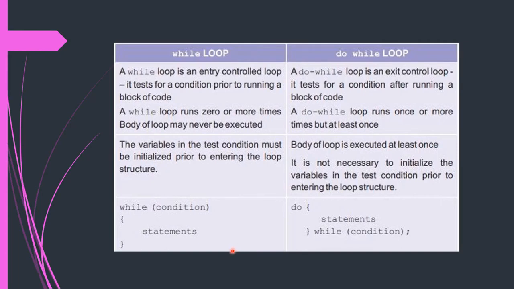And if it comes in exam, then you must write this structure of both the statements, because it will give you marks. Here in the while loop, first of all condition is there and then are the statements, whereas in the do while loop, first of all the statements are there and then the condition is there. So I hope this difference is very clear to you.